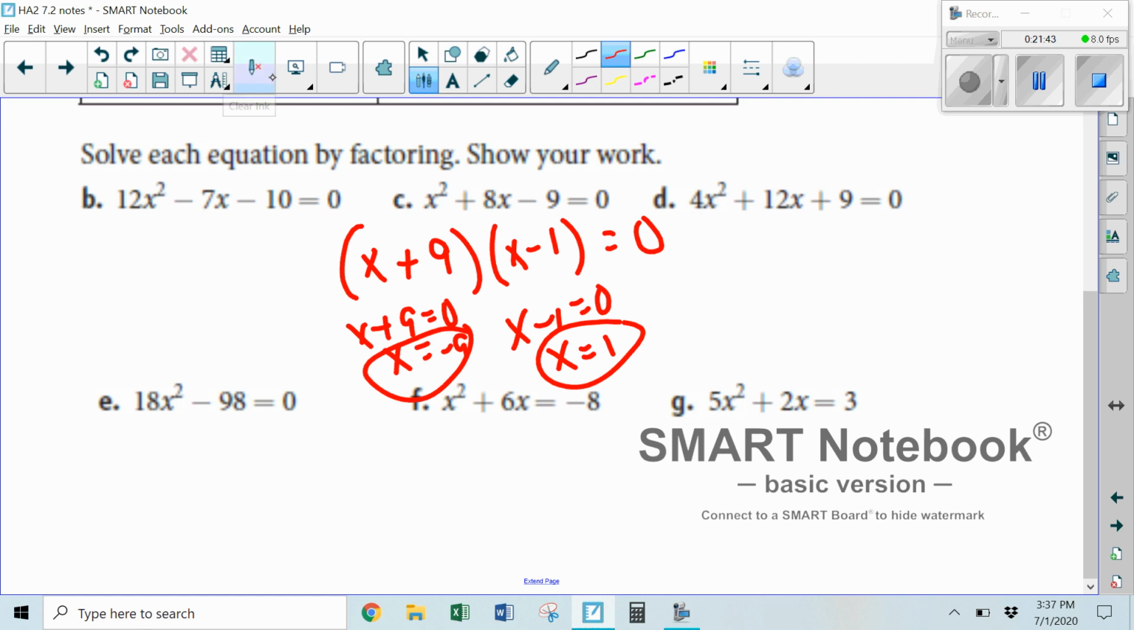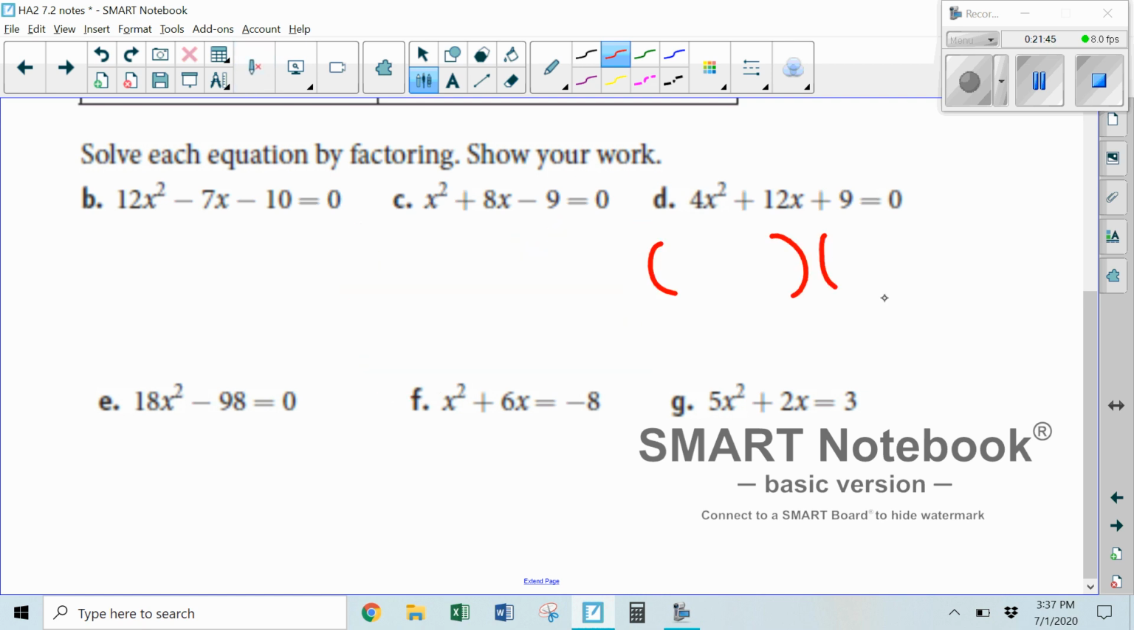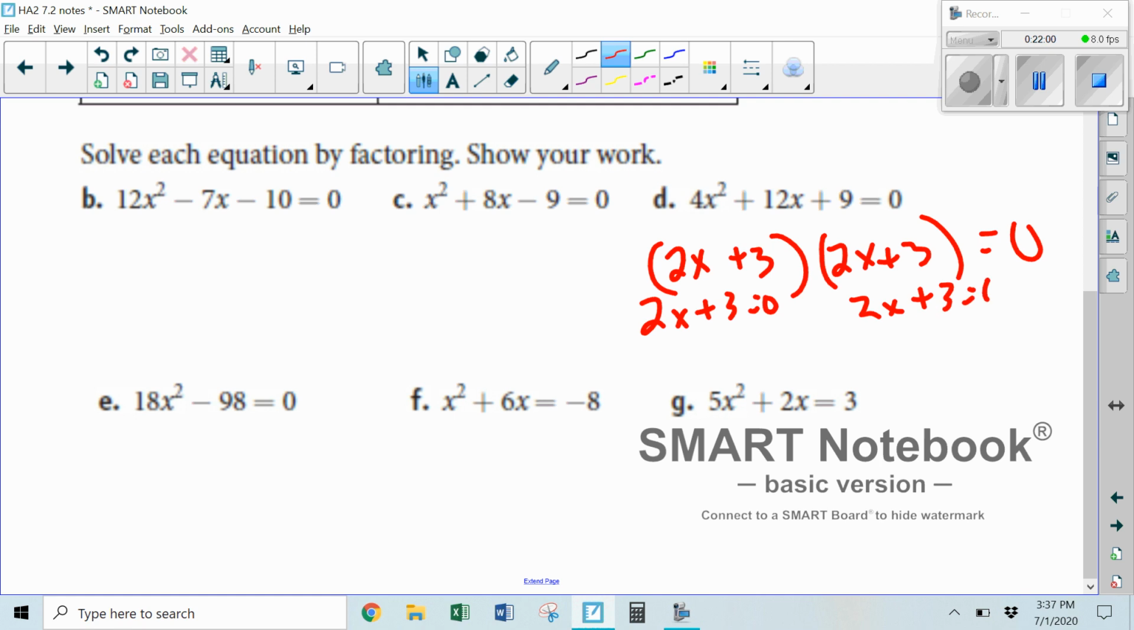For letter D, my factors come out to be 2x plus 3, 2x plus 3. They're the same. That's okay. If I set this equal to 0 and this equal to 0, I'm going to end up getting -3/2 and -3/2. No need to write it or circle it twice. You just say you got an answer of -3/2. It's called a repeated root. We'll get into that much later in the semester.